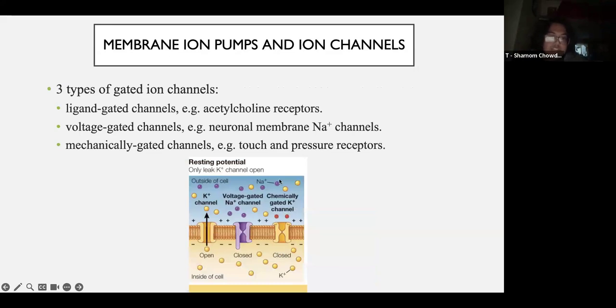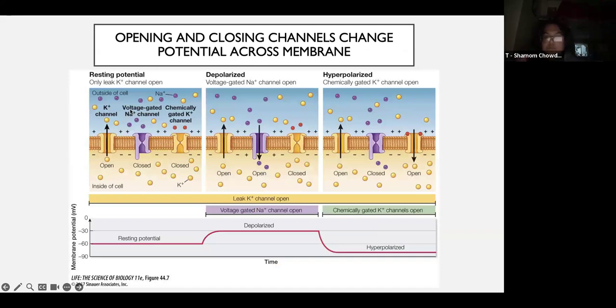And then you have 3 types of gated channels: ligand gated channels, voltage gated channels, and mechanically gated channels. So here we're going to talk about the actual action potential itself. At resting membrane potential, you have potassium channels open where potassium could freely go through. Then only leak potassium channels are open. Voltage gated channels are closed because you haven't reached the correct voltage yet, and chemically gated channels are also closed.